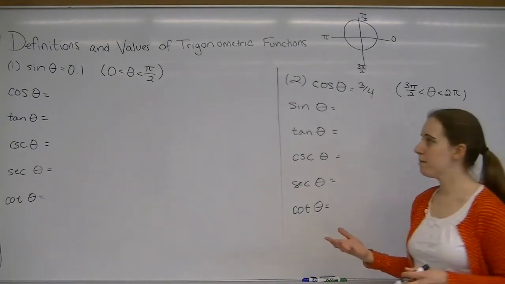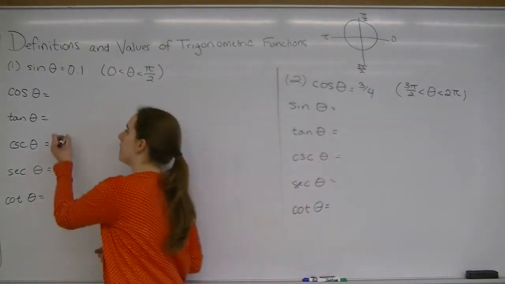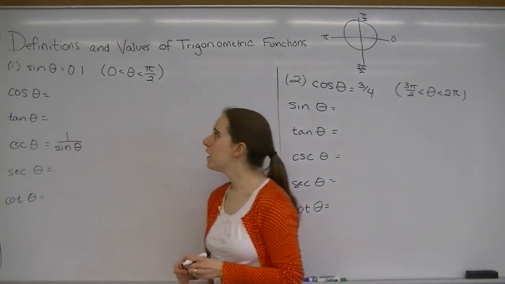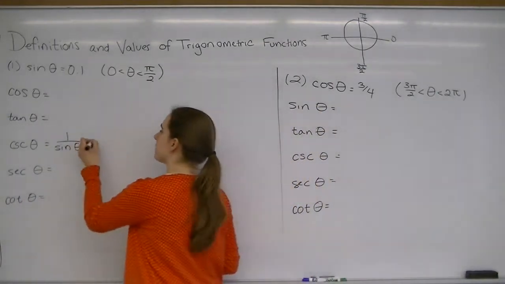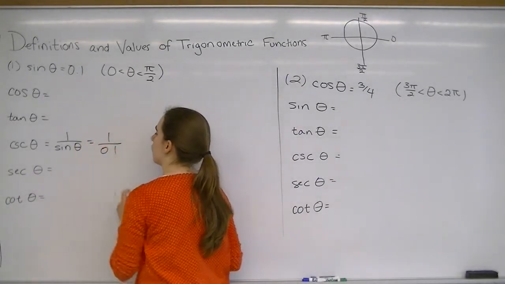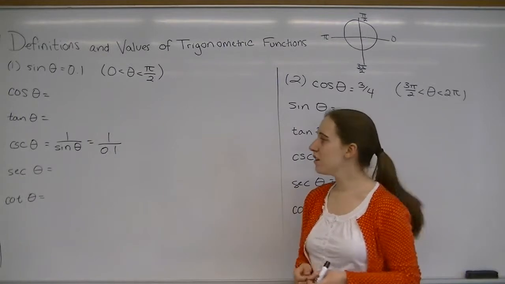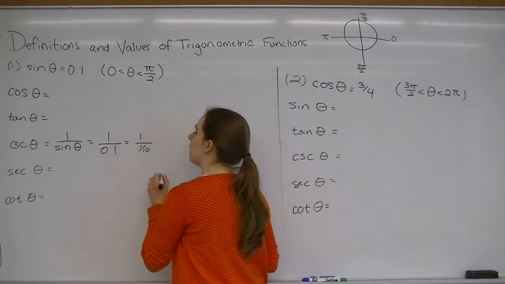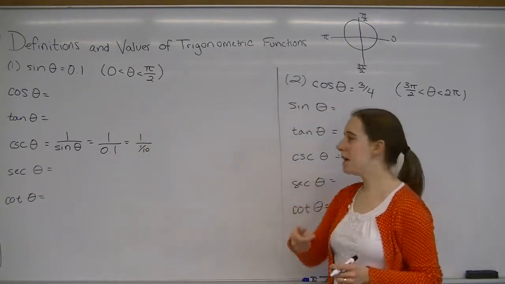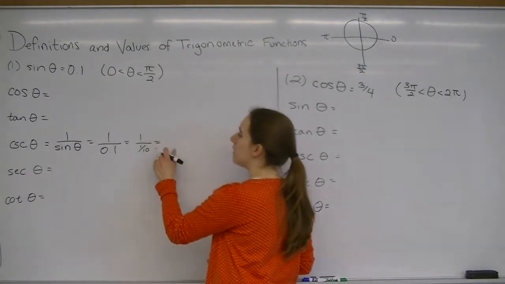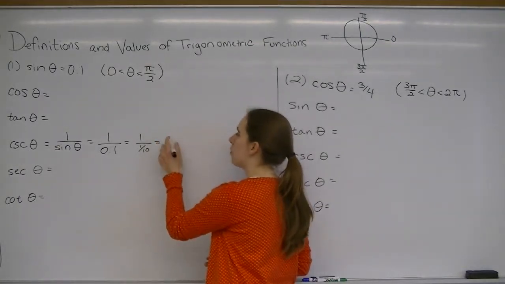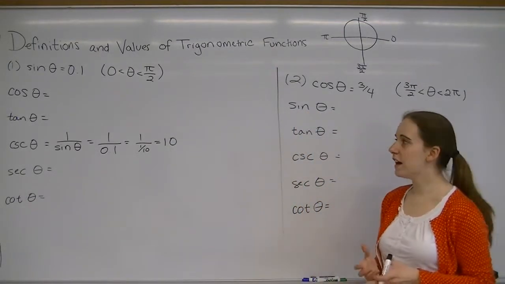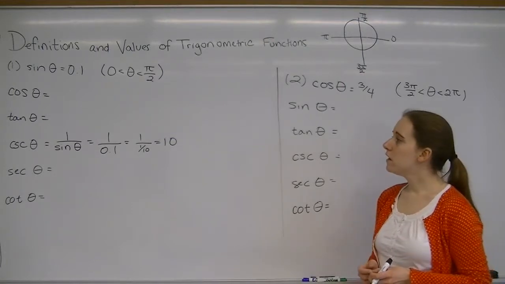So I think actually, I'm going to start with cosecant. I'm going to go out of order. Because cosecant is just 1 over sine of theta. Well, we know sine of theta. So we have 1 over 0.1. Just to make this look a little neater, because I know that 0.1 is 1/10, I'm going to write it like that. Then I'm going to flip that bottom fraction and multiply by it. So I have 1 times 10 over 1, or that's just 10. So cosecant of this theta is 10. That wasn't too bad.